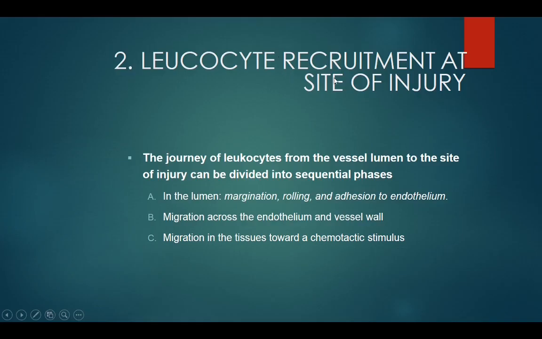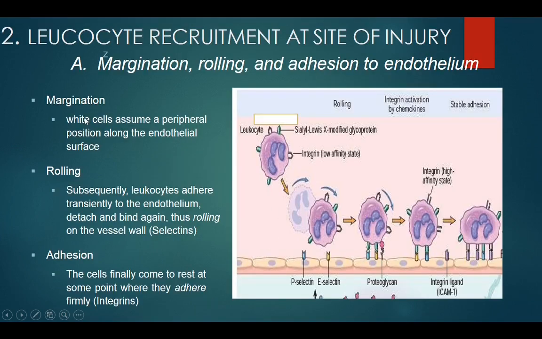Now, leukocyte recruitment at the site of injury. How does the leukocyte go to the site of injury? There are three steps. In the lumen of the blood vessel, it will cause margination, rolling, and adhesion to the endothelium. Then it will cause migration from the endothelium through the vessel wall. And then it will go towards the site of injury, following the chemotactic stimulus.